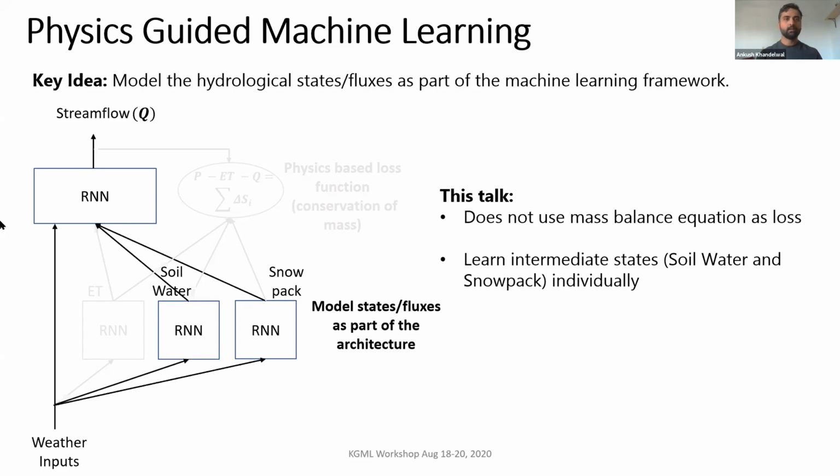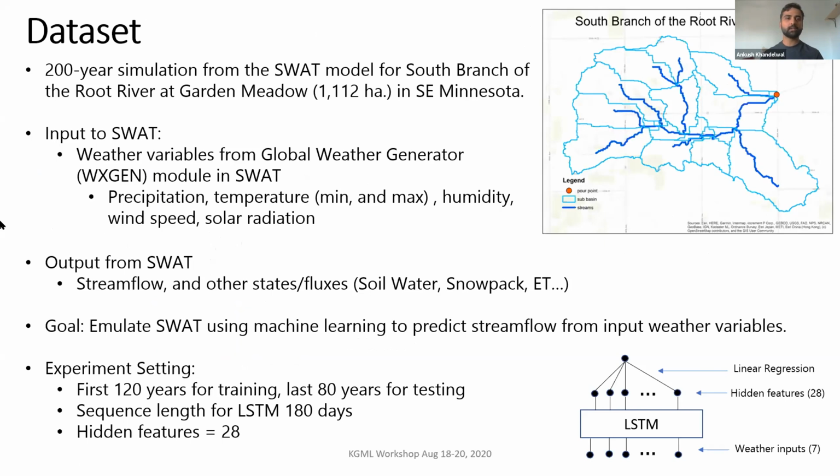All right. To drive all our evaluation, currently we are using a 200-year simulation that we generated from the SWAT model, which is a hydrology model, and this was done for a watershed in southeast Minnesota. To drive the simulation, we need inputs, and the inputs were created from a weather generator that is part of this SWAT module. It creates precipitation, temperature, basically min and max for that day, humidity, wind speed, and solar radiation.